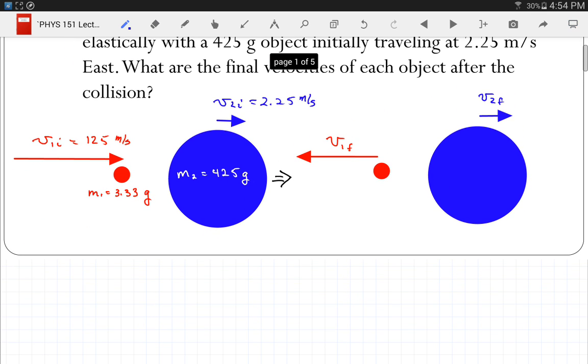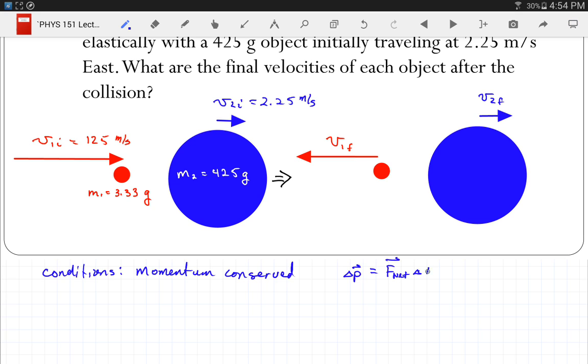So I have two conditions. Number one is momentum will be conserved. And you may be asking, how do I know momentum's conserved? I know from Newton's second law that the change in momentum is equal to the net force multiplied by the time over which that net force is acting.